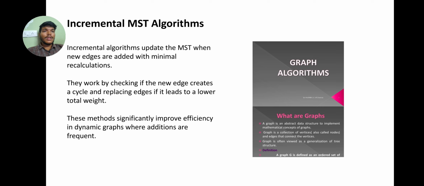This is a picture about graph algorithms. A graph is an abstract data structure to implement the mathematical concepts of graphs. A graph is a collection of vertices, also called nodes, and edges that connect the vertices. A graph is often viewed as a generalization of the tree structure. A graph G is defined as an ordered set. These are the incremental MST algorithms.